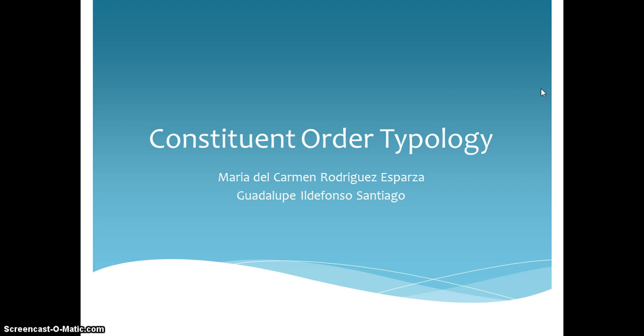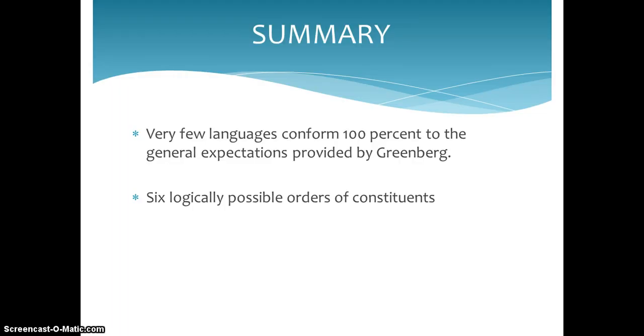We're going to be talking about constituent order typology. According to the past presentations that our classmates did about morphological typology, we are going to present a brief summary of them. Very few languages conform 100% to the general expectations provided by Greenberg. This means that some languages have different orders to other languages, and there are six logically possible orders, which are SOB.